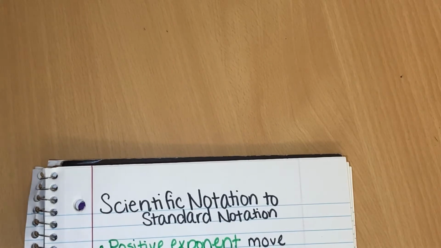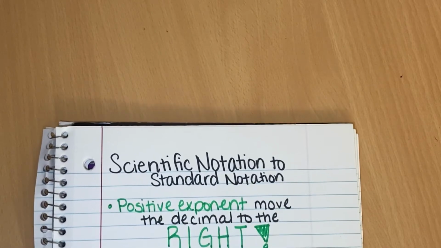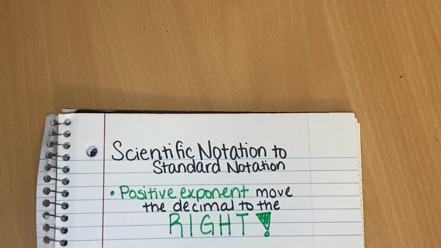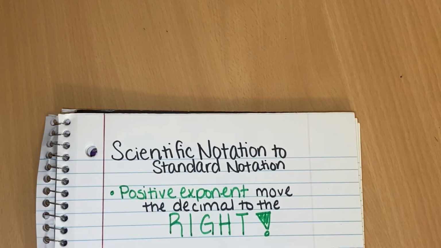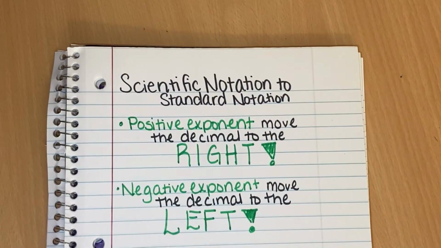Okay, so on the other page, we ended up with positive exponents in our answers and negative exponents in our answers when we went from standard to scientific notation. Now, if we start in scientific notation with a positive exponent, we are going to move the decimal to the right to find our answer in standard notation, okay? Positive exponents, we're going to move that decimal to the right. If it is a negative exponent, we're going to move that decimal to the left to find our standard notation answer, okay?